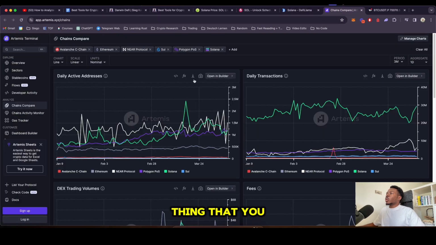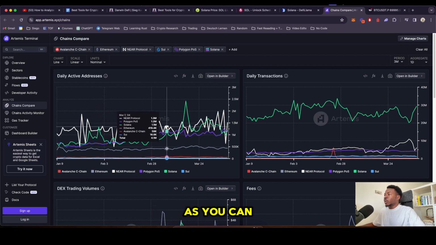And the next thing that you might want to know is are people actually using this protocol, right? So things like how many addresses are actually using the protocol, how many daily transactions the blockchain has, and a tool that can help you to see this is called Artemis. And Artemis basically compares different blockchains, right? For example, you have Avalanche, Ethereum, Near, and all these other blockchains, and then Solana.